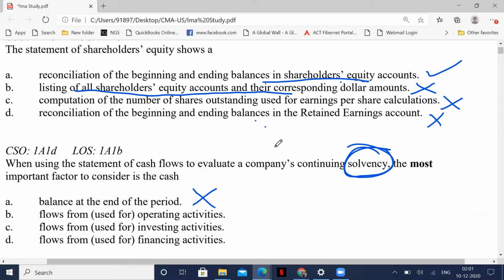So operating activities, it can be. Investing activities, no, it cannot be because it is more of how much you're purchasing and selling off your holdings like that. And solvency is funding and issuing shares, so that also cannot be. So from operating activities, that would be your answer.